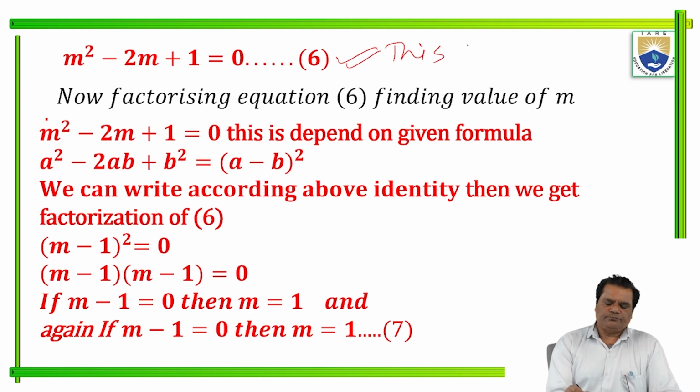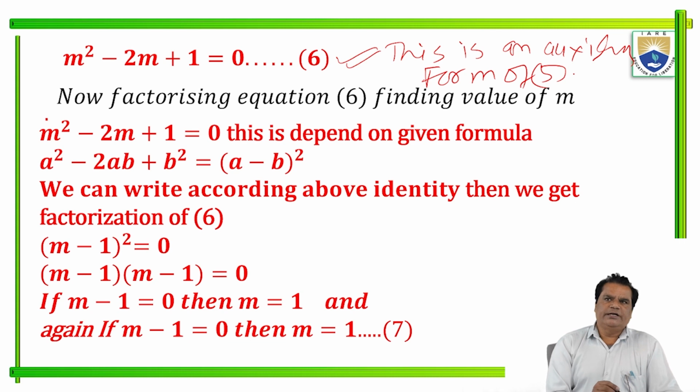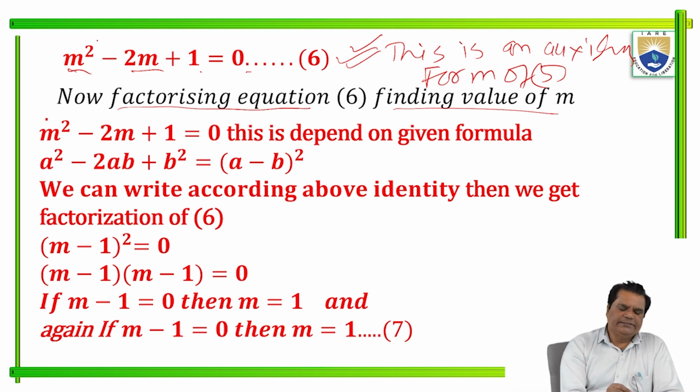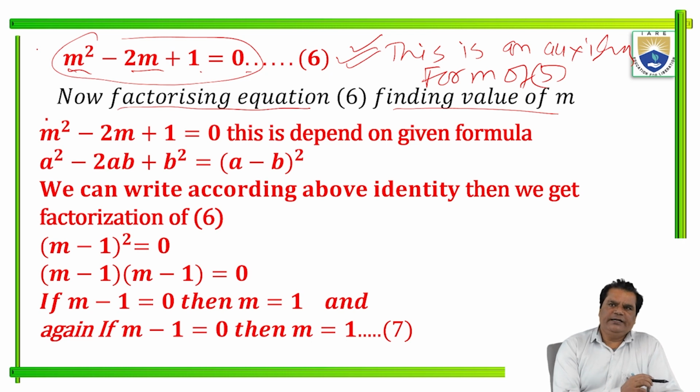This is the auxiliary form of 5, that is 6: m square minus 2m plus 1 equal to 0. This is equation 6. Now we factorize equation 6 to find the value of m. This is m square minus 2m plus 1 equal to 0, and it is based on a given formula: a square minus 2ab plus b square, which is a minus b whole square. This is an identity.